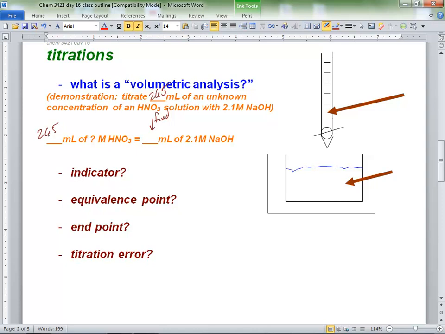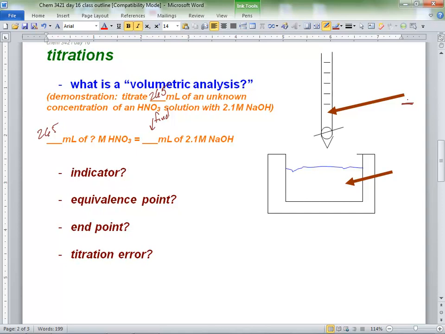So how do I do this? I've got a couple of arrows here, like this arrow. What do I put in? What's this doohickey called? The burette. So what do I put in the burette if I want to solve this question? The NaOH. Right.